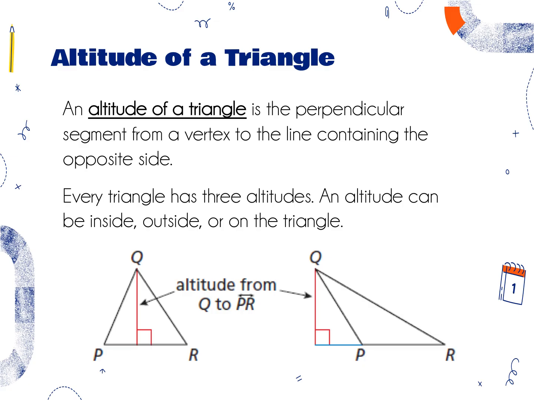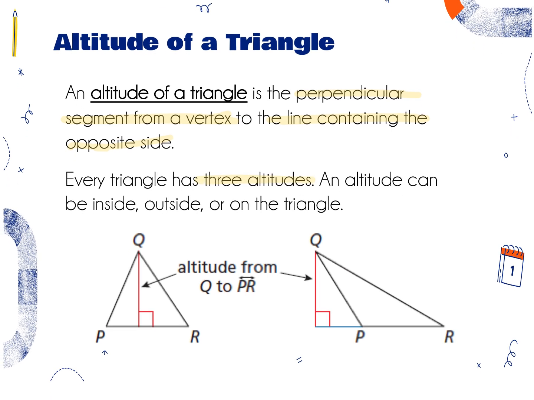All right, now that we did centroid using our medians, we're going to go ahead and look at the altitude of a triangle. So an altitude of a triangle is the perpendicular segment from the vertex to the line containing the opposite side. So every triangle has 3 altitudes. An altitude can be inside, outside, or on the triangle.